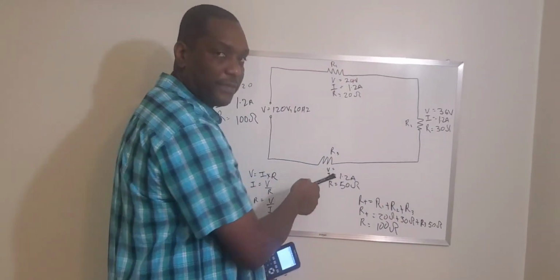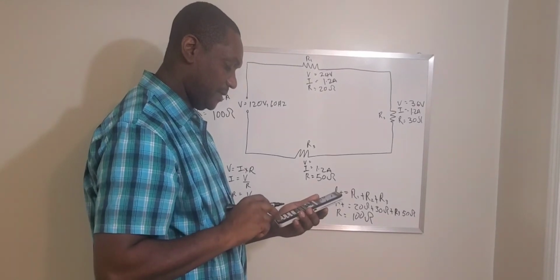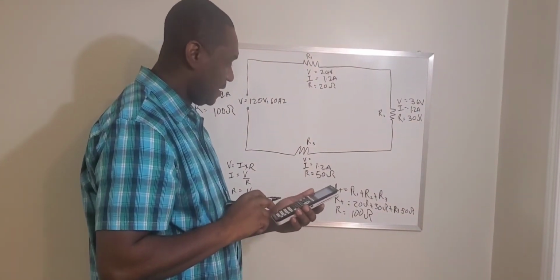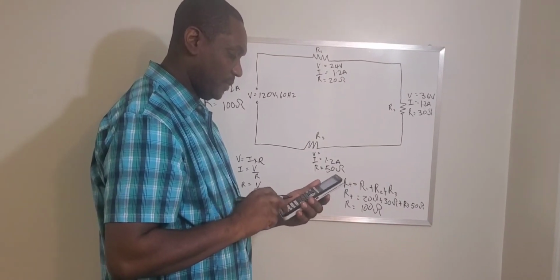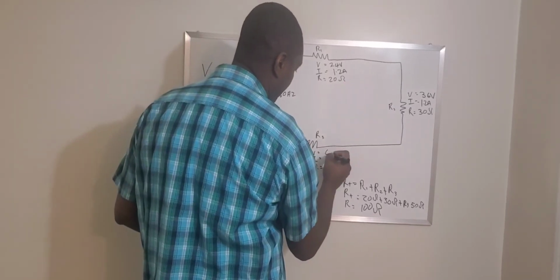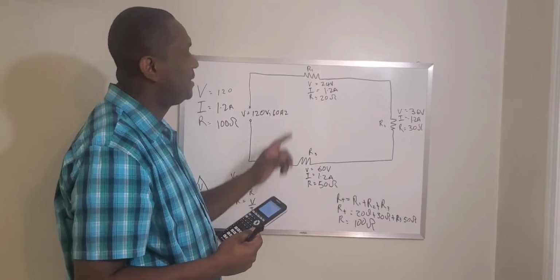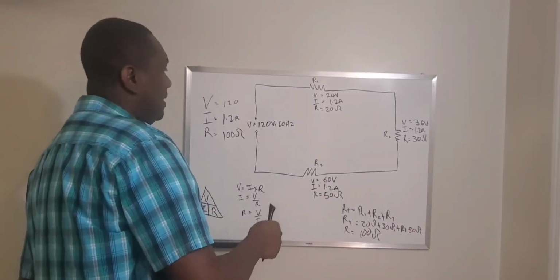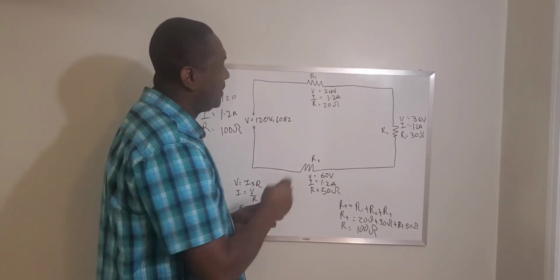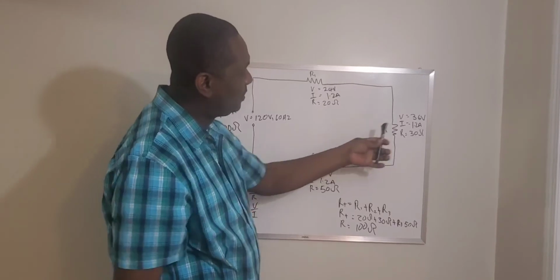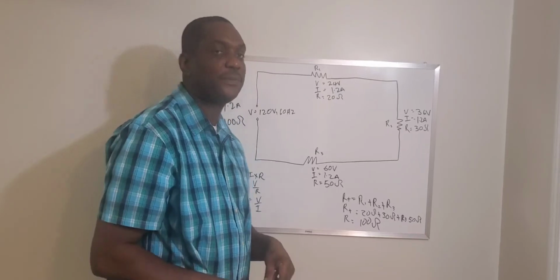And then for R3 I have 50. Let me just clear this. I have 50 multiplied by 1.2, and I have 60. So my volt drop across each resistance will be, for R1, 24 volts. For R2, we have 36 volts. And for R3, we have 60 volts.